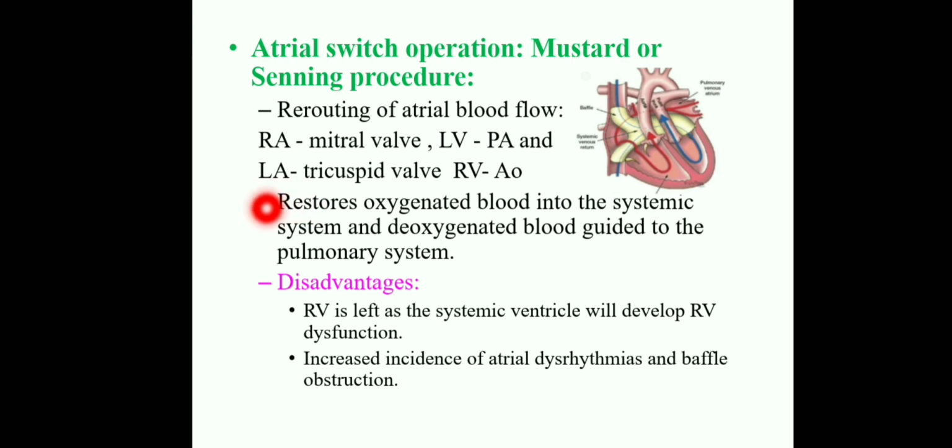But here what they are doing means, through the left atrium, the tricuspid valve, and it moves to the right ventricle through aorta. Okay. But here they restore oxygenated blood into the systemic system and deoxygenated blood is guided to the pulmonary system. So they are guided normally, but here look at here, the pulmonary artery where it is in the left ventricle. It is transposition, no? Aorta is in the right ventricle.